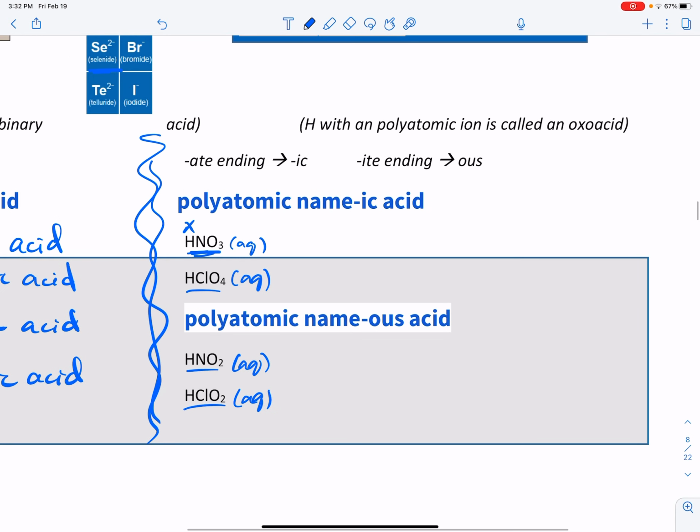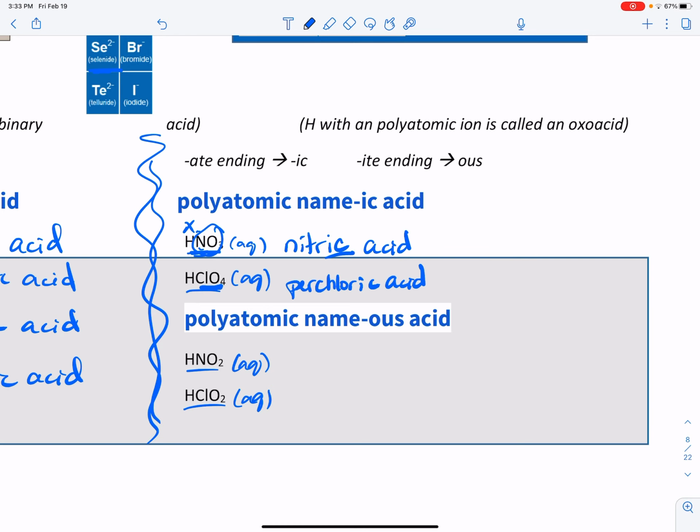So nitrate, that's a nitrate group. So it is nitric acid. So again, that's nitrate becomes nitric acid. This is perchlorate. That's its name, perchlorate. That's what it is when it becomes an acid. Again, it has that ATE ending, and so it becomes ic acid.